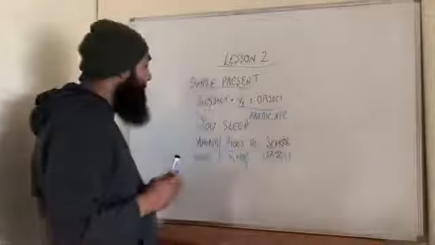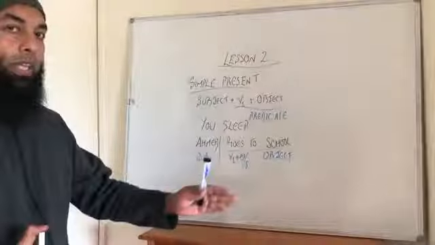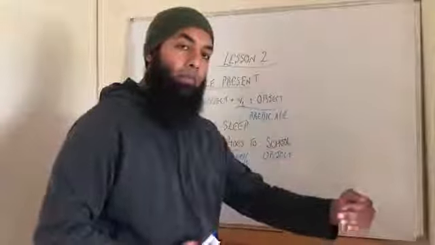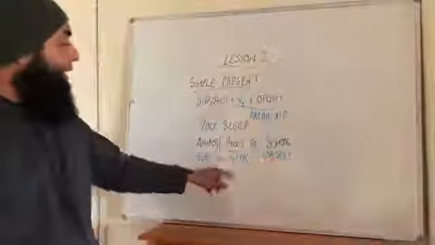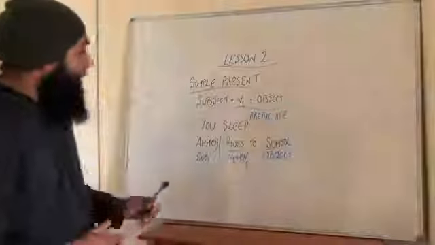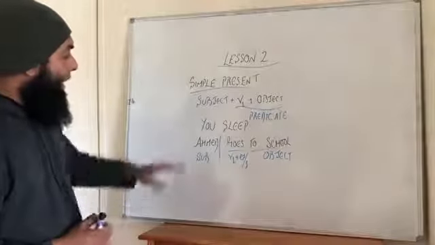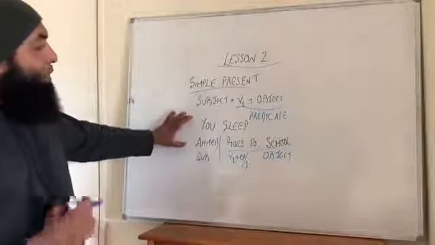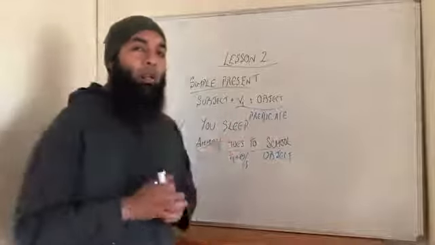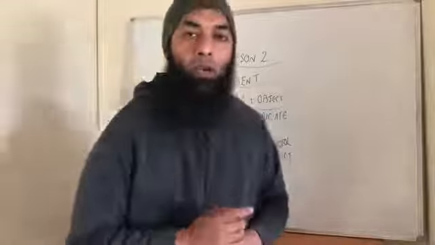So in this sentence, Ahmed goes to school. Who goes to school? Ahmed. Ahmed is the subject. He's the one doing something. And what action does he do? He goes. And where is he going? To school, okay? And the interesting thing is that in the first sentence, you sleep, we didn't put any S with it. You remember the formula which I gave you in my previous video?